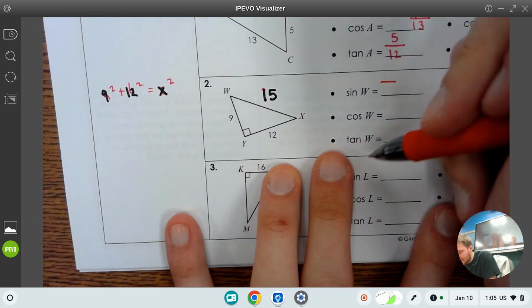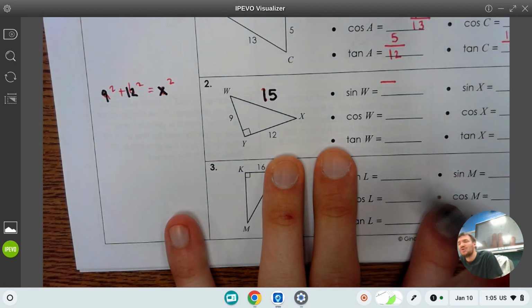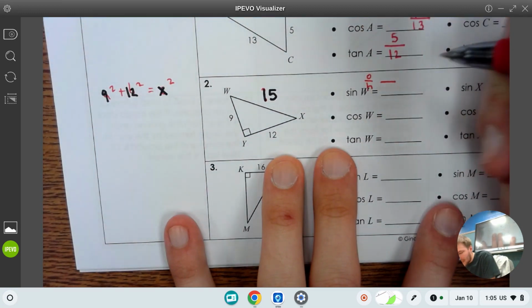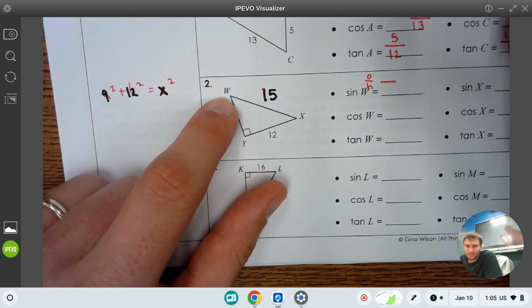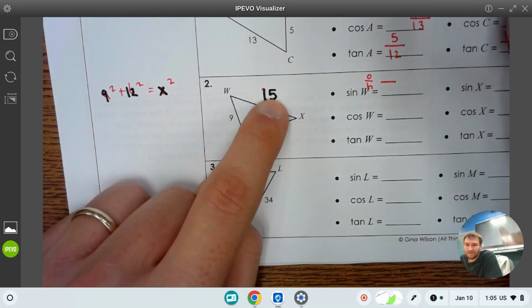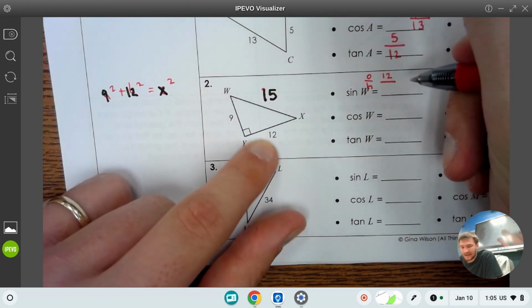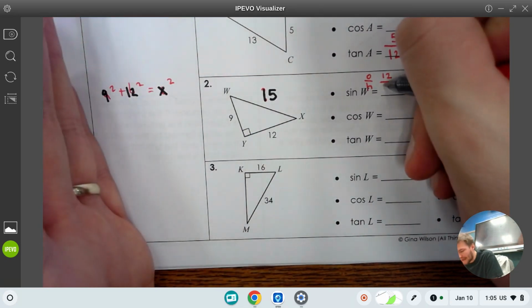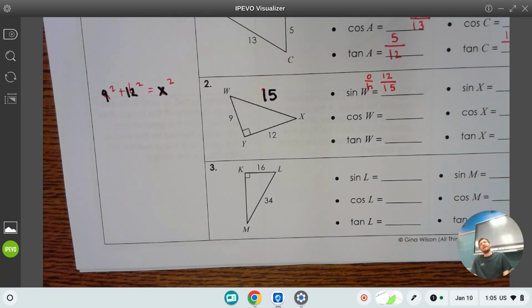The sine of w, we know that sine is opposite over hypotenuse. And so what is the opposite number from w? Is it 9, 12, or 15? It is 12. 12 is opposite. What's the hypotenuse? We just found that. It's 15. And question number 2, unfortunately, does bring one more step in.